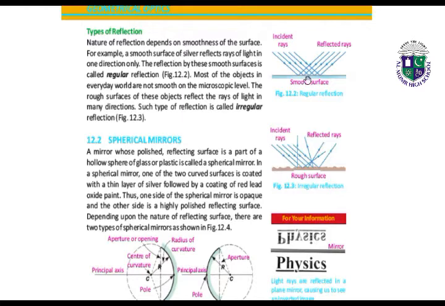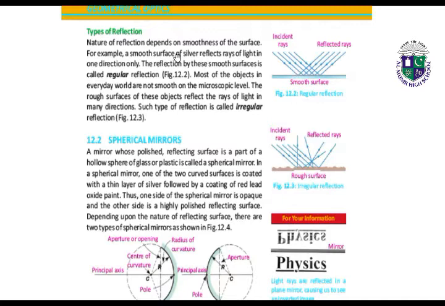Here we have the types of reflection. Yes, we have two types of reflection. Figure 12.2 and 12.3 are showing the types of reflection. Figure 12.2 is showing the regular reflection. Figure 12.3 is showing the irregular reflection. It is on the smooth surface and it is on the rough surface. Nature of reflection depends on the smoothness of the surface, that is, how smooth the surface is.